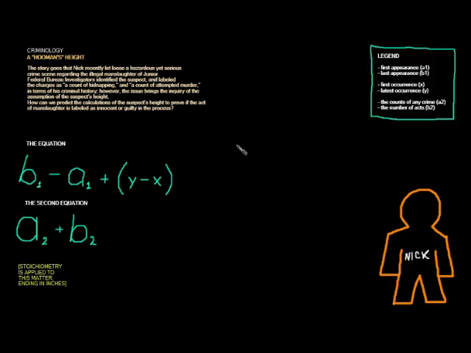The story goes that Nick recently let loose a hazardous yet serious crime scene that regarded the illegal manslaughter of Junior. Now that's what I call criminology. Federal Bureau investigators identified the suspect and labeled the charges as a count of kidnapping and a count of attempted murder in terms of his criminal history. However, the issue brings the inquiry of the assumption of the suspect's height. How can we predict the calculations of the suspect's height to prove if the act of manslaughter is labeled as innocent or guilty in the process?